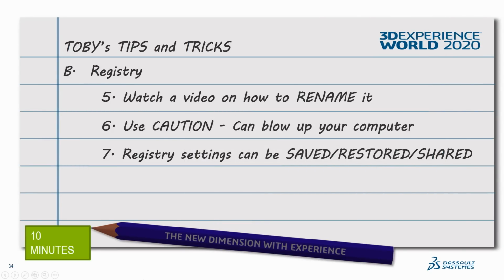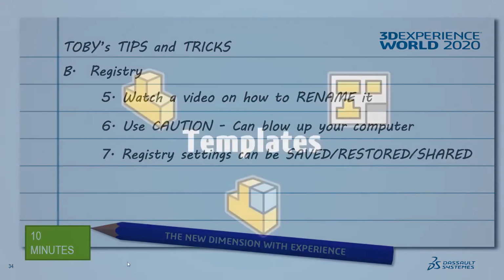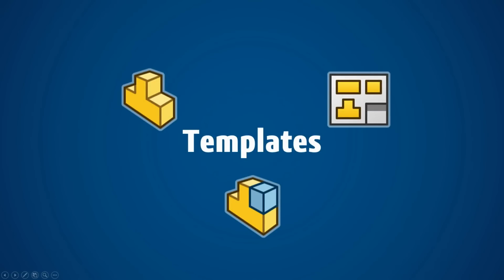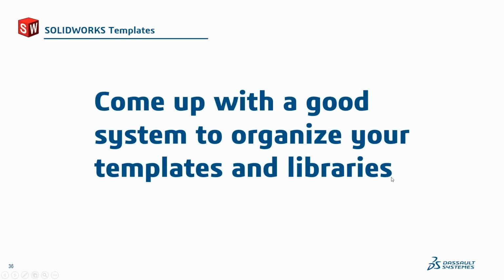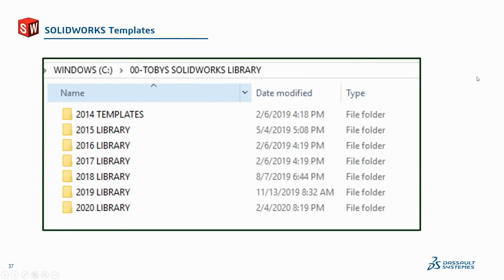A lot of times when I give a presentation, I want to be working right out of the box. So now that I'm out of the box, I'm going to need to point to my templates for SolidWorks. This is my next tip: you should come up with a good system to organize your templates and libraries. This is what my system looks like. I've got a folder called C00 Toby's library. It's really easy to point to. It's always in the C drive. It's always right at the top.